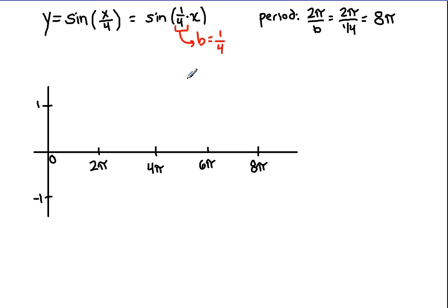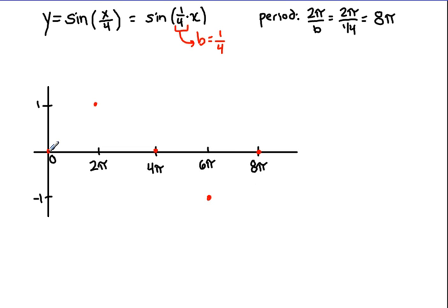Since we know that the sine function always starts when x is 0, we'll have an x-intercept, and from there it will go up to a maximum since there's no reflections taking place, and then it will come back down to an intercept, and then down to a minimum, and then back up to an intercept. And we've got our 5 key points on the graph.